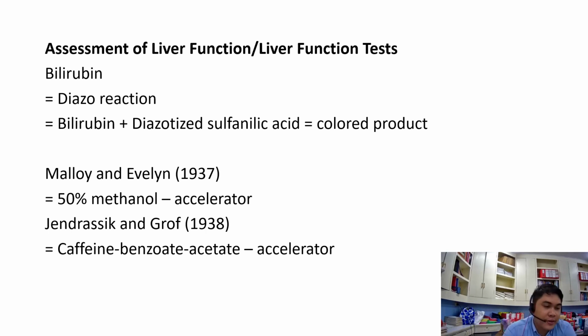So the first liver function test is bilirubin, and the principle for the determination of bilirubin is the diazo reaction. Meaning it's the reaction between the diazotized sulfanilic acid, that is your diazo reagent, and bilirubin, which is present in the specimen, and you have a colored product that absorbs light.